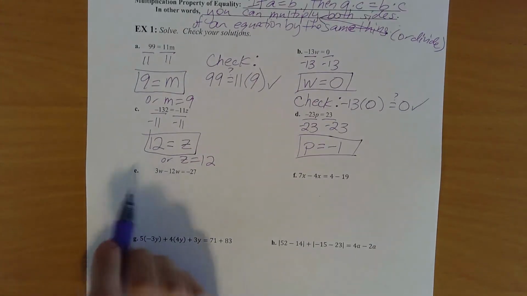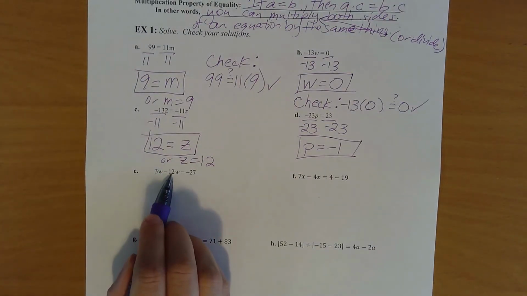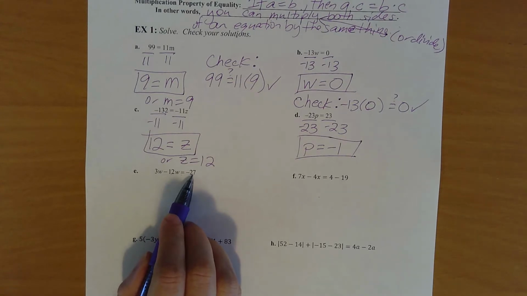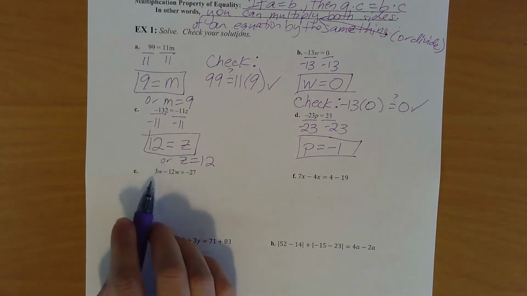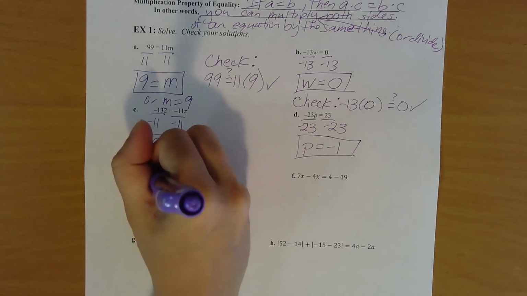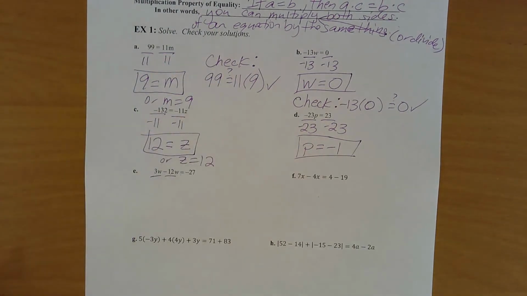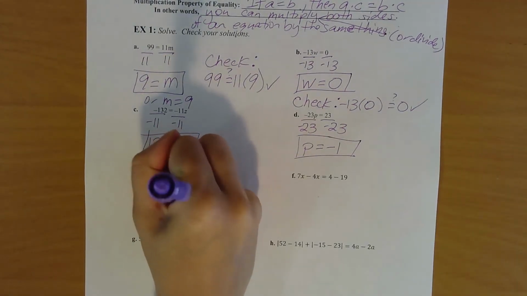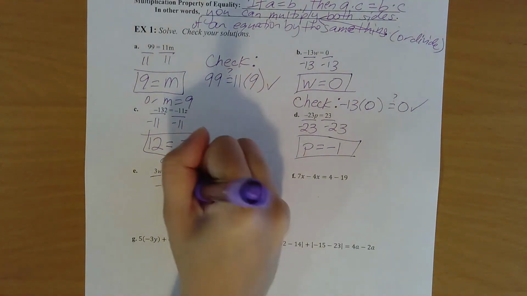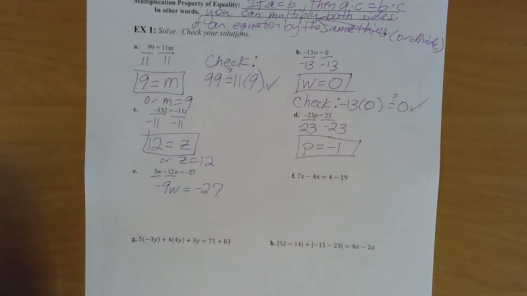Let's see, in part E, I've got 3w minus 12w equals negative 27. In this one, I notice I have w's in a couple of places, so I should probably get those together first. They're on the same side of my equation, so I can combine like terms. 3w minus 12w is negative 9w. So I've got negative 9w equals negative 27 after that simplifying step.